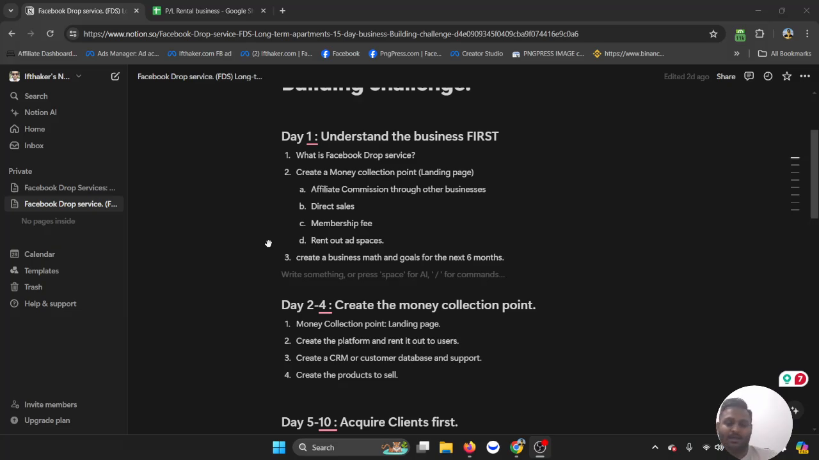Now, let's say if you have a fixed rate with the owner, let's say $60 a night, you can mark it up to $120 a night or $150 a night. It completely depends on you. And that's how you can scale and you can control the price in the market very easily. So that's the basic thing of affiliate commission through other businesses: you give them clients, you give them customers, and you make a profit of your own.